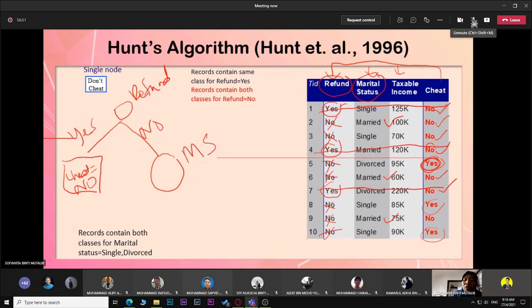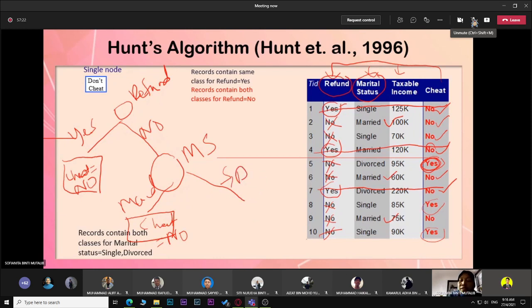Okay, so look at married. Does it belong to the same class level for cheat? Yes. So you can draw another branch here, and the value is married. And what is the class level? Cheat equal to no. Okay, so then the other one is single and divorcee.